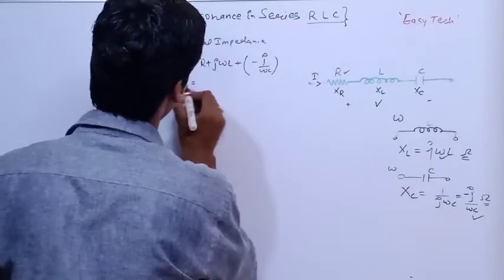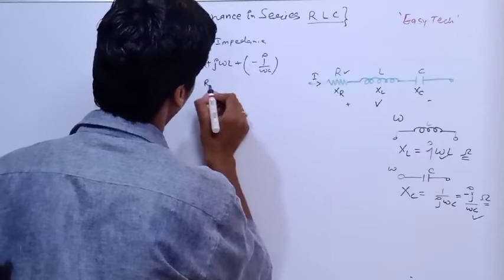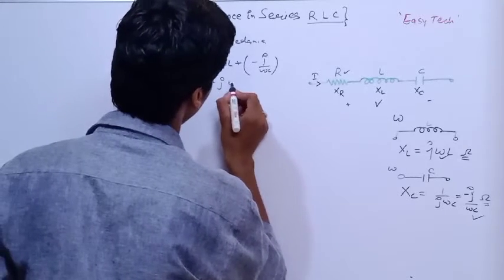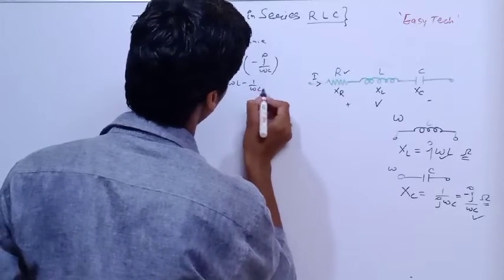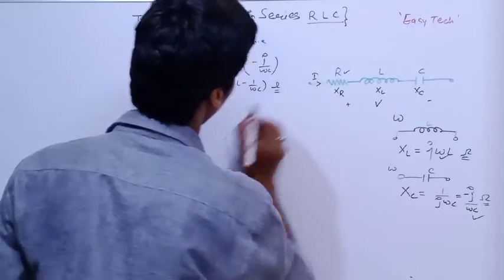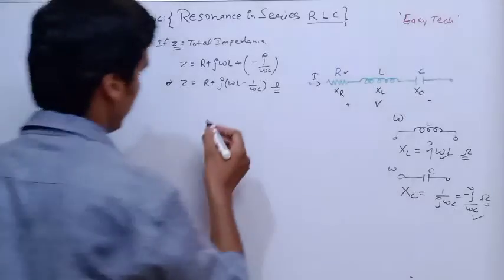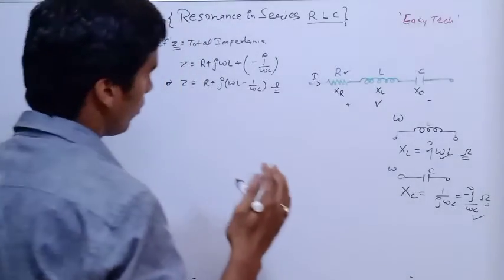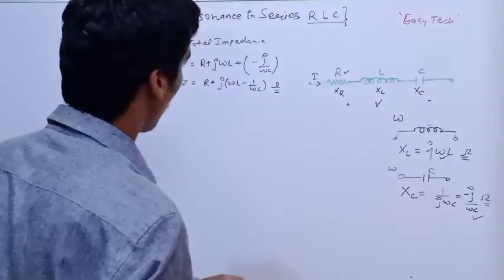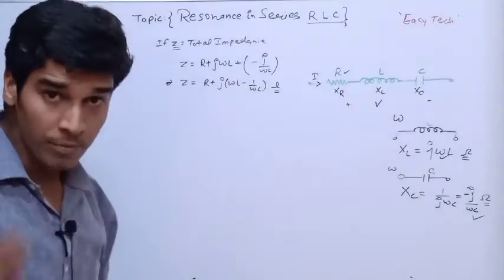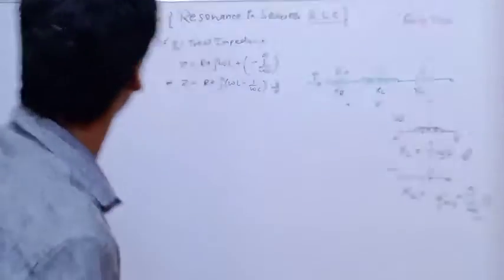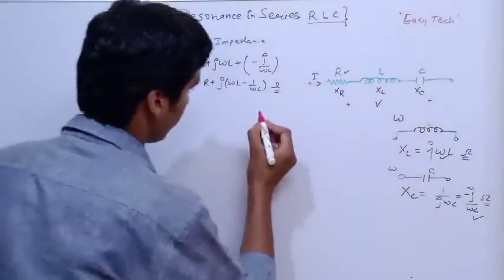So the total impedance will be equivalent to R plus j, it is omega L minus 1 upon omega C, and the unit will be in ohm. This is the total impedance value. Okay, we are going to draw the graph between total impedance and the applied frequency. We are going to draw the graph here.